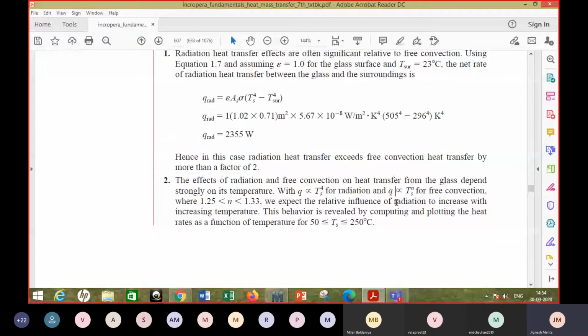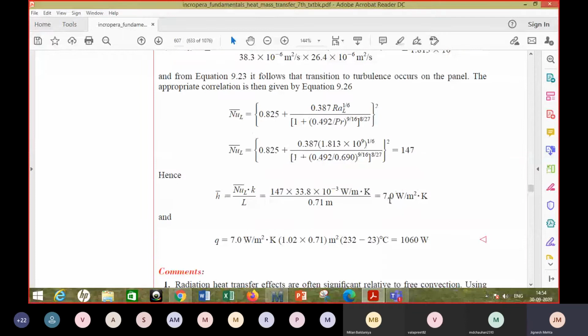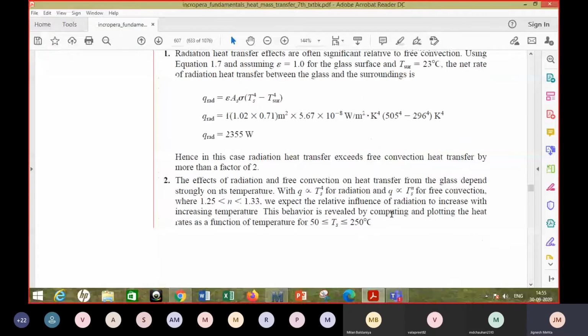Right. So if you neglect radiation here, you will draw wrong conclusions. You will end up showing an h value much higher than what it actually is. Okay, so in such cases, you have to also check the effect of the radiation.